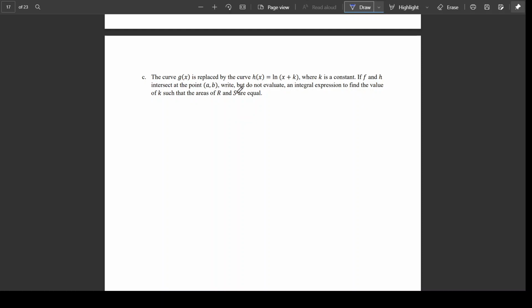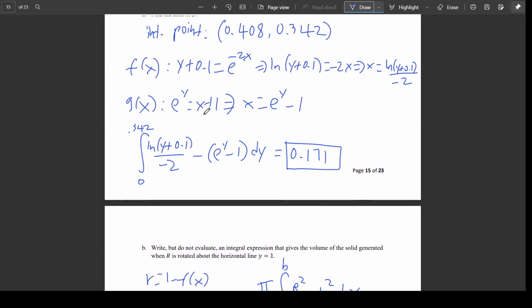Okay, so since I want r and s to be equal, my strategy here is going to be to find an expression for r, and then find an expression for s, and just set them equal to each other. Okay, that's it. So let's start with r. I'm going to go up and ask, how do I find the area of r?